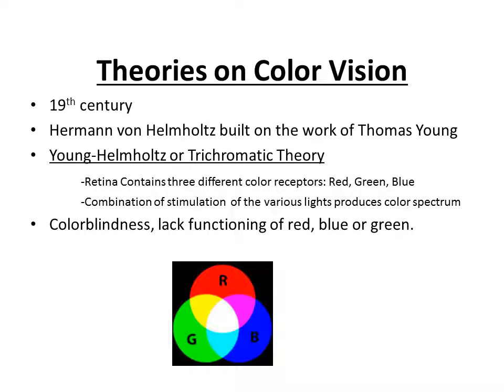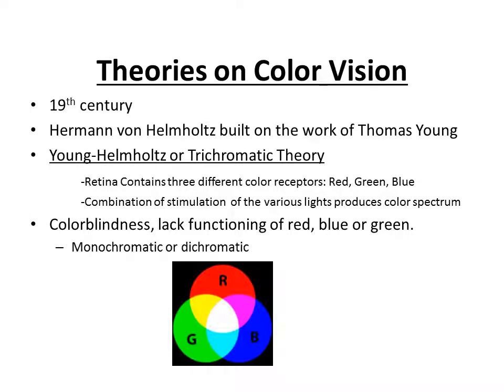Color blindness, then, is the lack of functioning of red. You might lack the color red, you might lack blue, or you might lack the ability to understand green. So then you struggle with making the combination of that color. If somebody were color deficient in blue, they would be able to understand red and green and yellow, but they may have deficiencies in understanding the indigo, the blue colors.